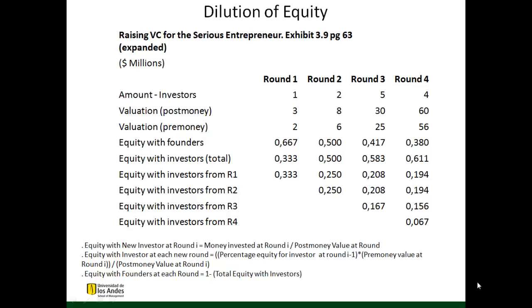The key thing to see here is this. The original investors gave $1 million in round one, and they got in exchange 33% of the business. Okay, 33.333 percent of the business. Now, investors in round four gave us $4 million, right? But they only got 6.7% of equity in the business. You see what's going on here?